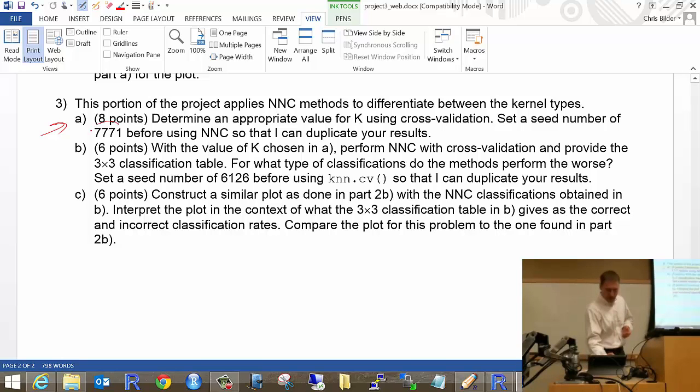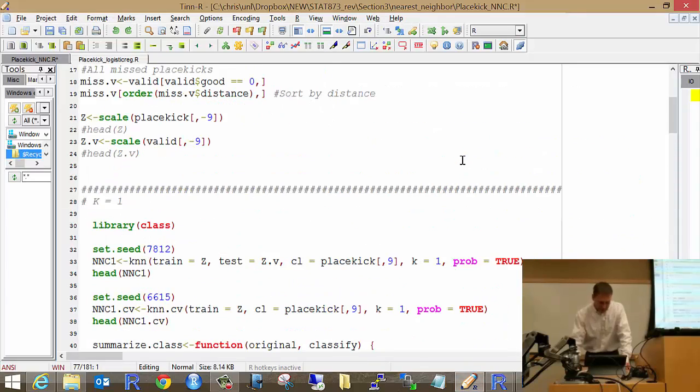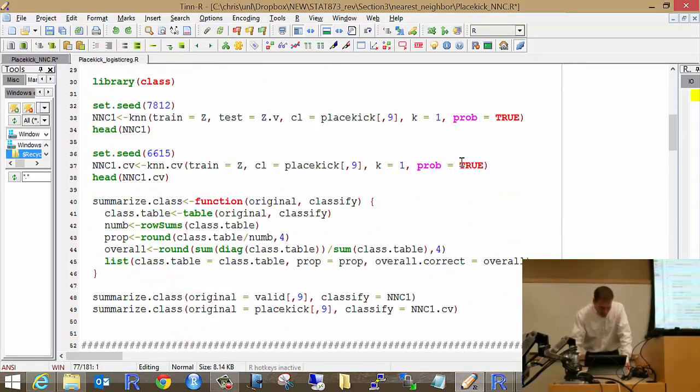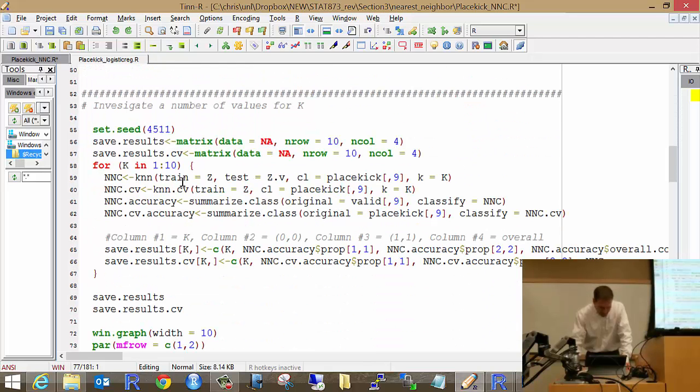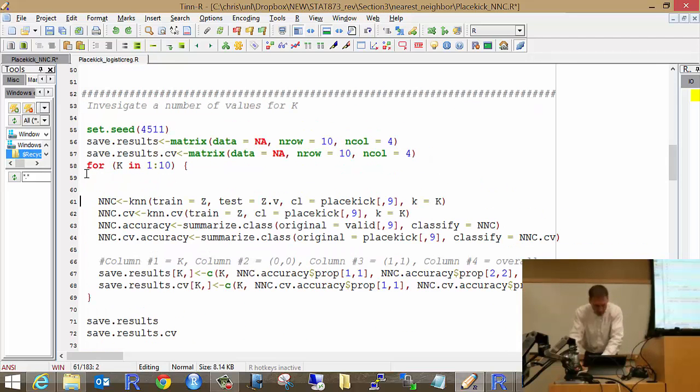Just, of course, remember to set a seed number. Do this before the for loop so I can reproduce your results. Use that seed number. Why wouldn't you want to use a seed number inside the for loop? Let's take a look at the code again. So why wouldn't I want to put, let's say, a set.seed right inside this for loop? Set.seed 4511. Why wouldn't I want to do that?